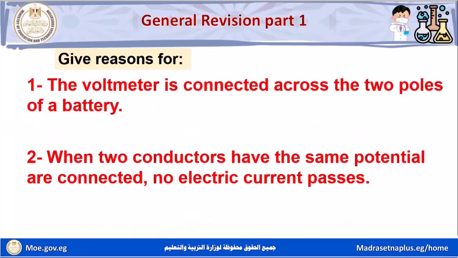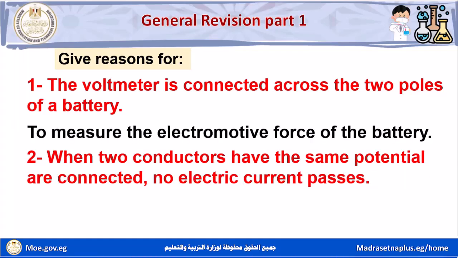Give reasons for. Question number 1. The voltmeter is connected across the two poles of a battery to measure the electromotive force of the battery.